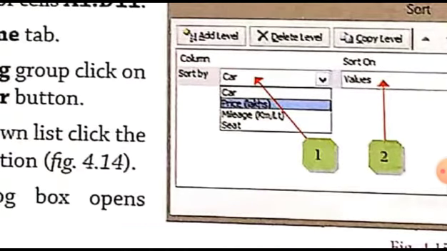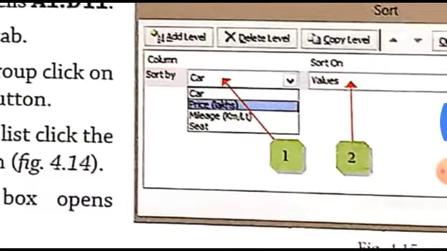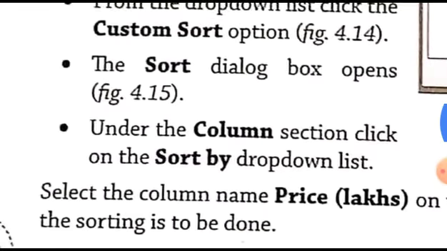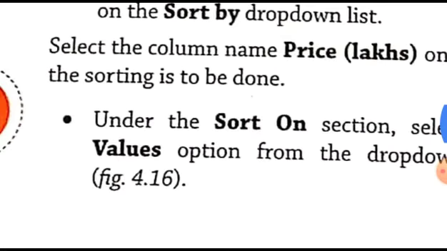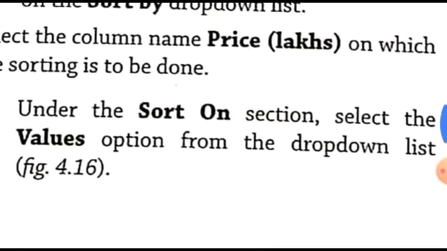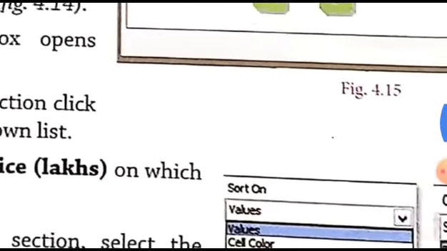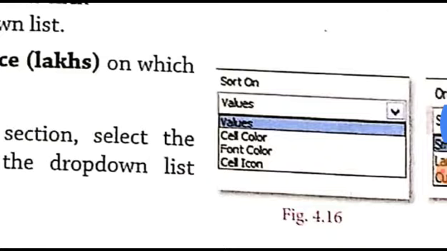Now the next section is the sort on section. What we have to do under the sort on section is select the values option from the drop down list. See the drop down list in the sort on section. It shows different values on which you can do the sorting. We want to do the sorting on the values only, so we will select the values option from here.